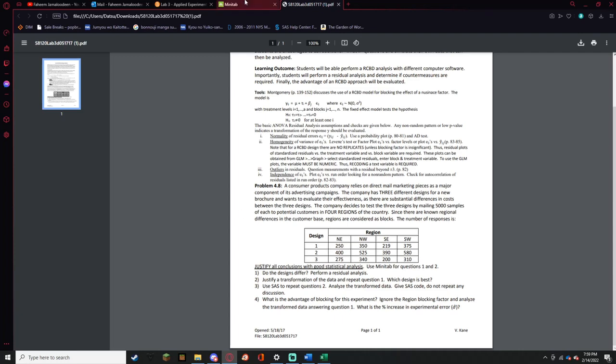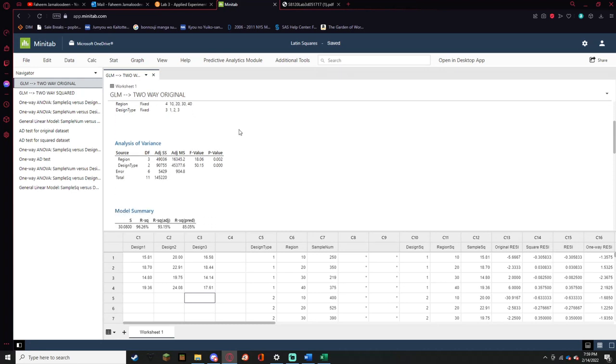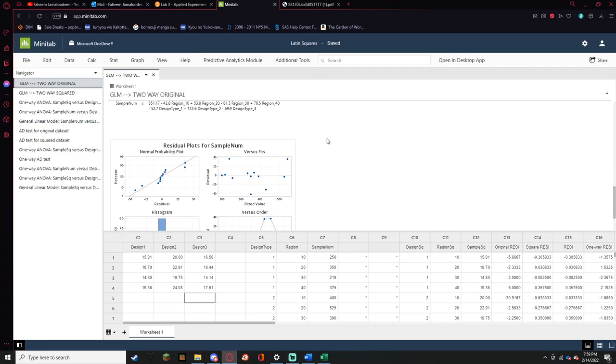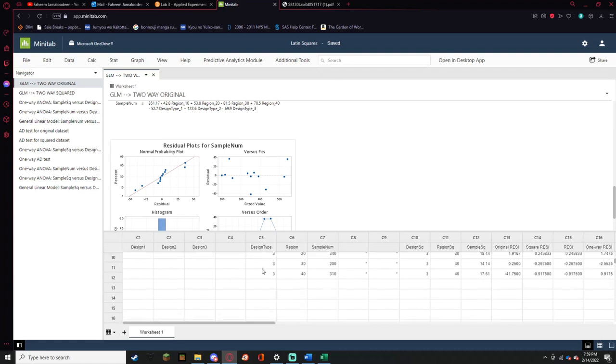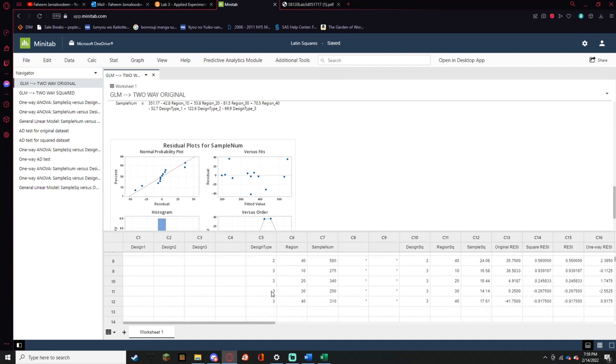So how do we perform this? Let's go back to Minitab right here. The easiest way to start off is to perform an ANOVA, general linear model, general linear regression over our data set. We're going to include design type, the region, and the sample number in the table. So for design type, we have 3 different brochures. We have 1, 1, 1, 1, 1, 2, 2, 2, 2, 2, and 3. The regions they were sent to.